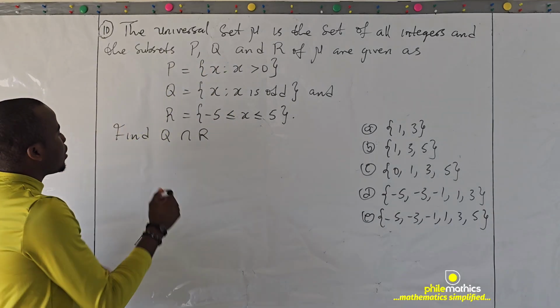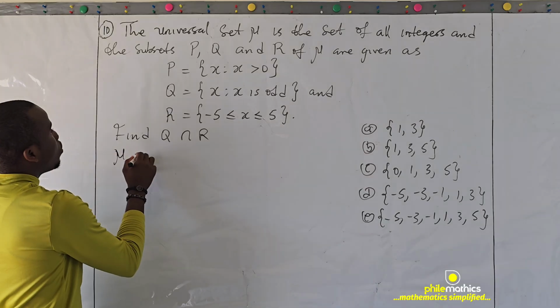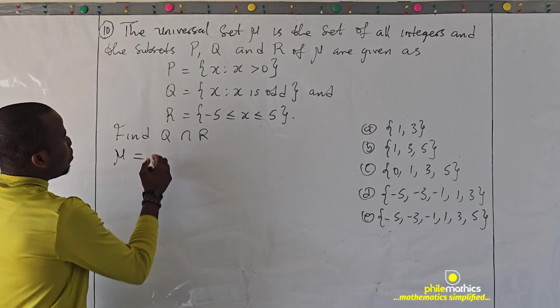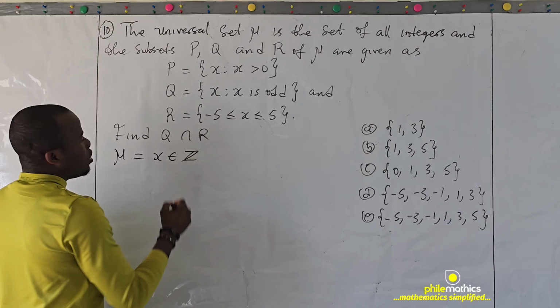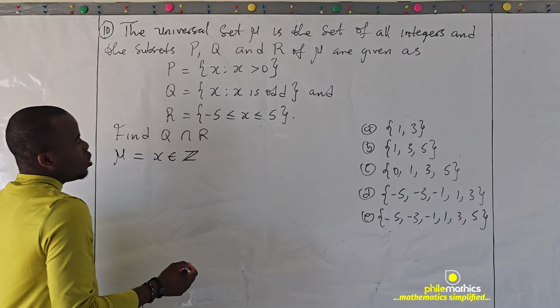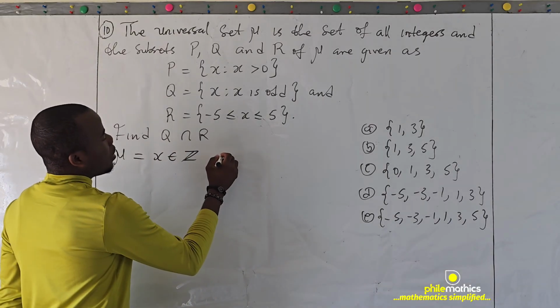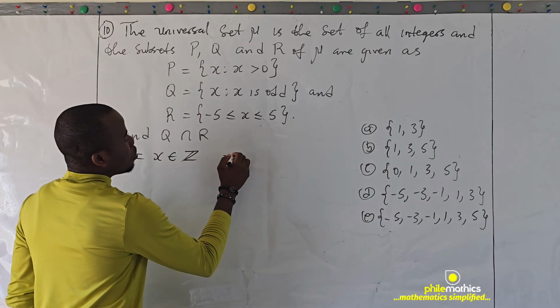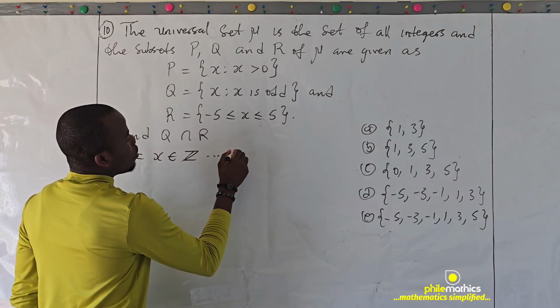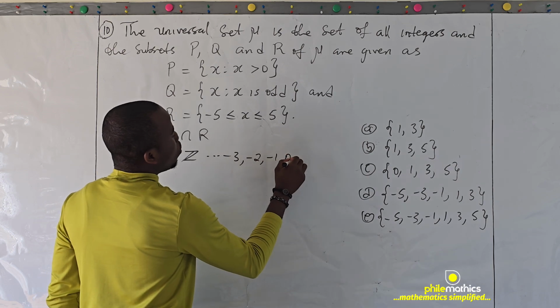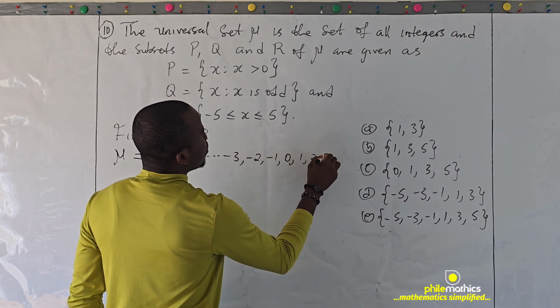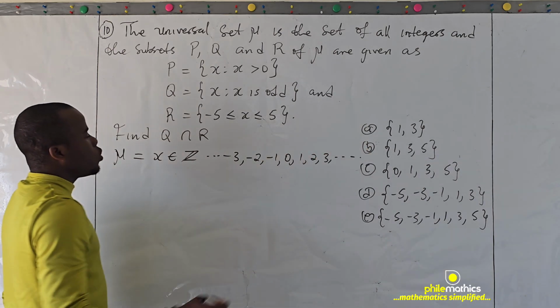So the universal set mu are integers. Remember integers, they are those x in integers. Remember the definition of integers, those numbers that are minus dot dot dot -3, -2, -1, 0, 1, 2, 3, and it continues.